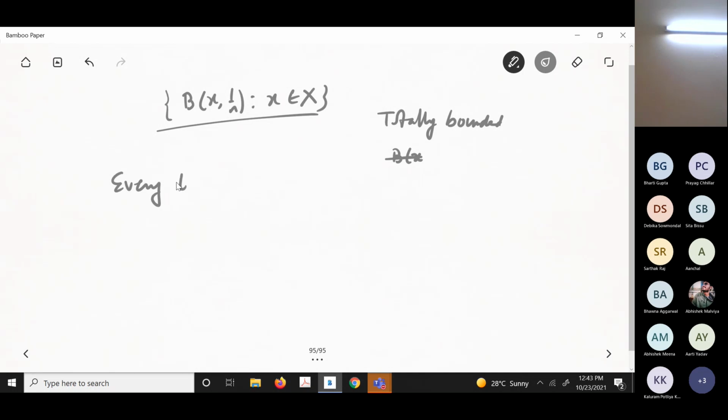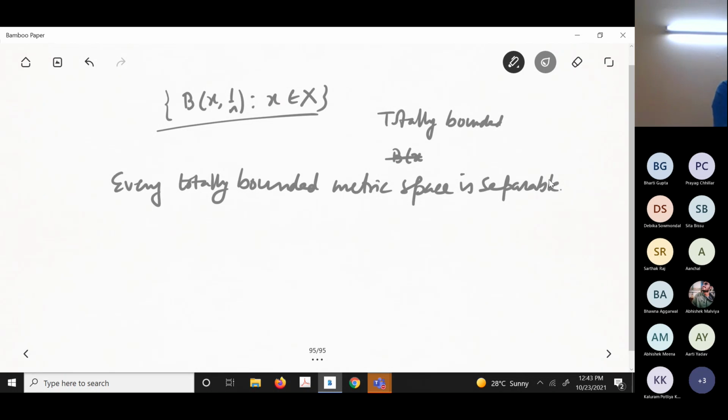Every totally bounded metric space is separable. Look, after using compactness, I was getting balls. Those finitely many balls, I will also get by using the definition of totally bounded. So actually, I proved this: every totally bounded metric space is separable. But every compact metric space is totally bounded. That I proved before.